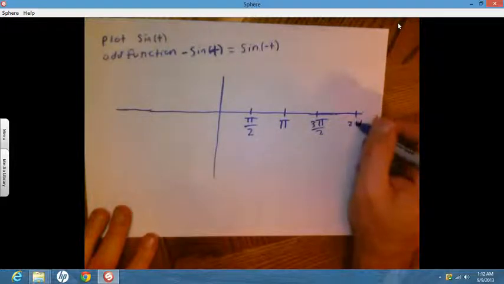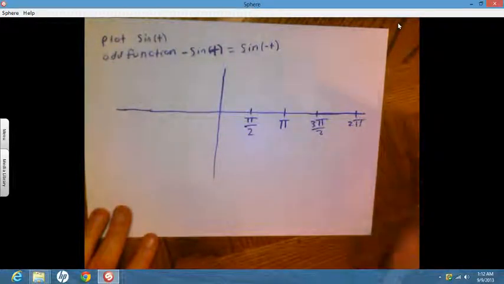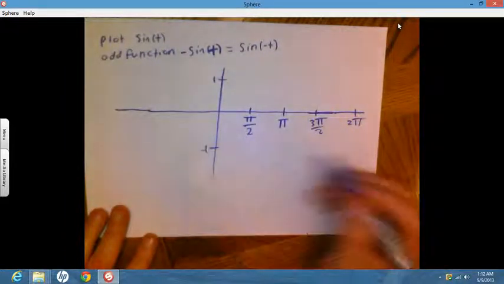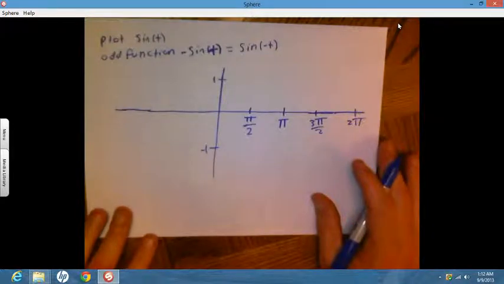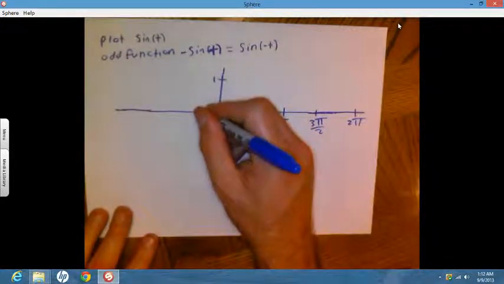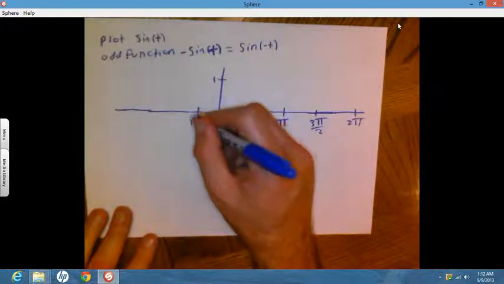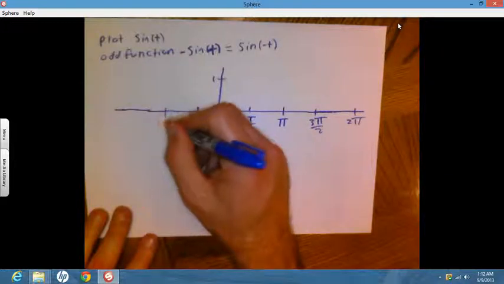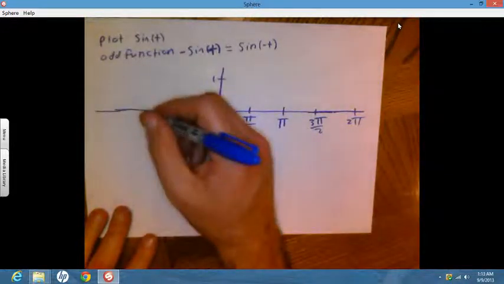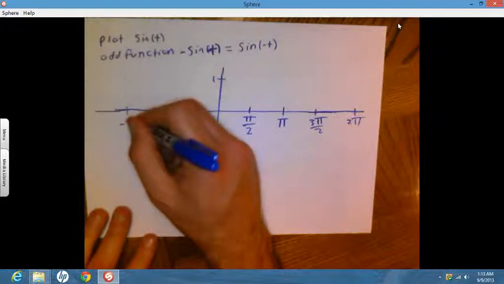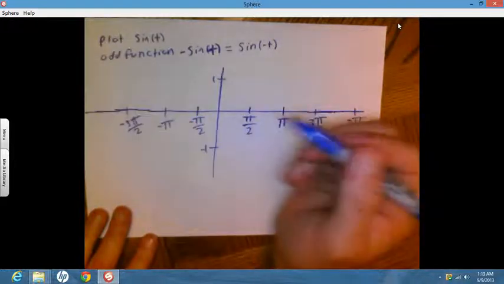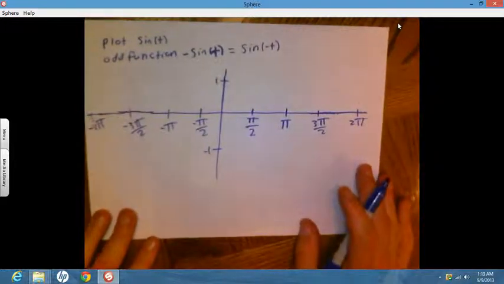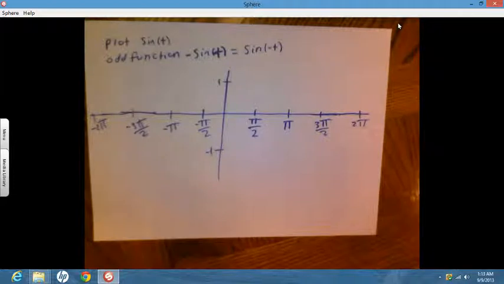And over here, I'm going to write down negative pi over 2. I'm going to write down negative pi. I'm going to write down negative 3 pi over 2. And I'm going to write down negative 2 pi. Okay, so what I can do now is use this information to plot. And you're going to say, well, how can I use this information to plot? Well, basically, I'm going to use the table that I just had up here.